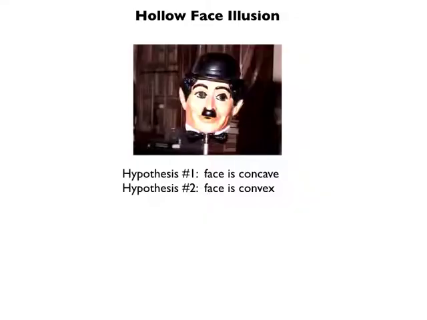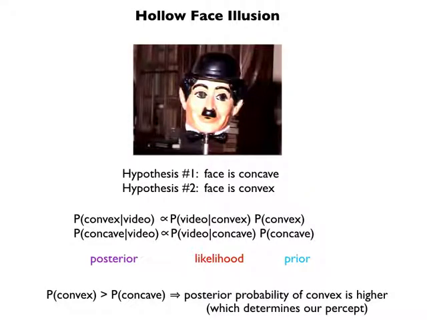Do I have something like that? Yeah. So because the probability of convex is so much bigger than the probability of concave, the posterior probability, this final term, of convex is always higher. And this determines how we interpret that sensory information.